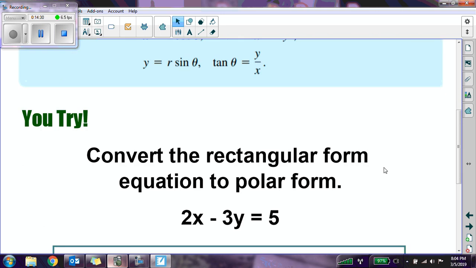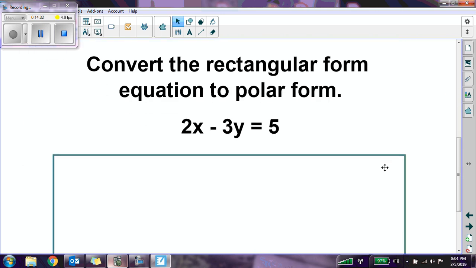For your second example, go ahead and try this problem. Again, pause the video. When you're finished, unpause the video and check your answer.